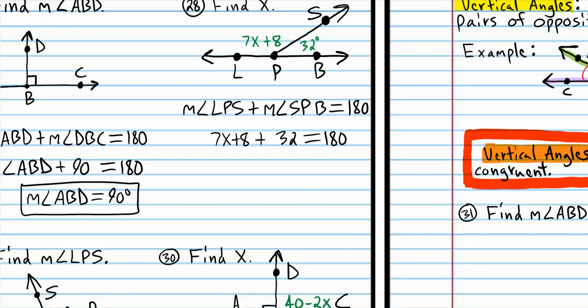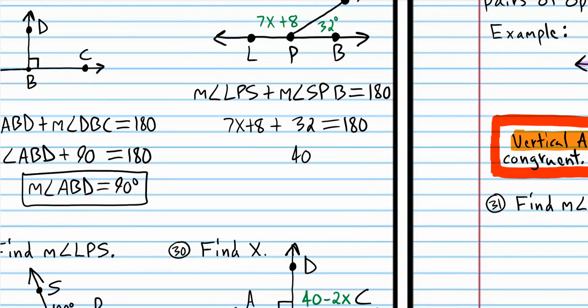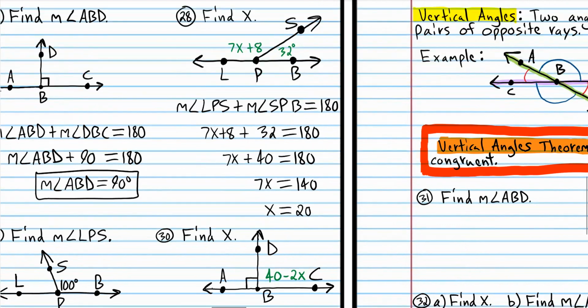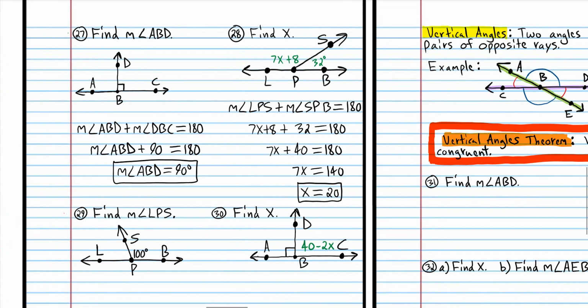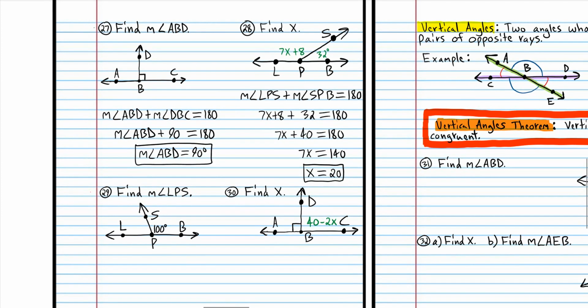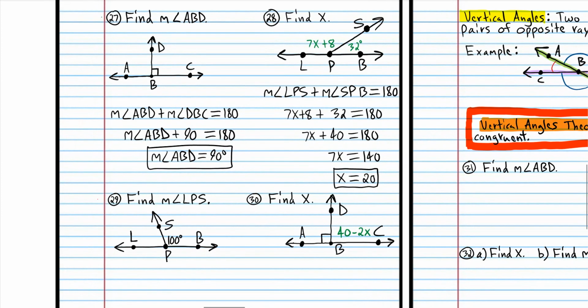Now we're going to add 8 and 32 to get 40. And we're going to subtract 40 from both sides and divide both sides by 7, and we get x is equal to 20. And that's it. That's all we're trying to find is x in this particular problem. So I want you to try number 29, and when you come back, we'll do it together.